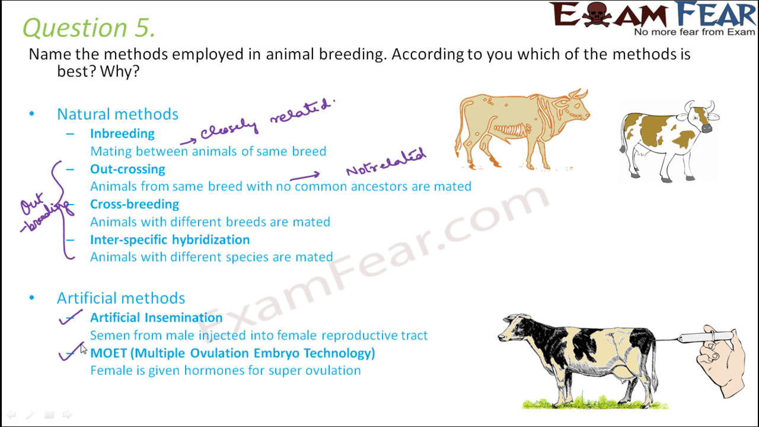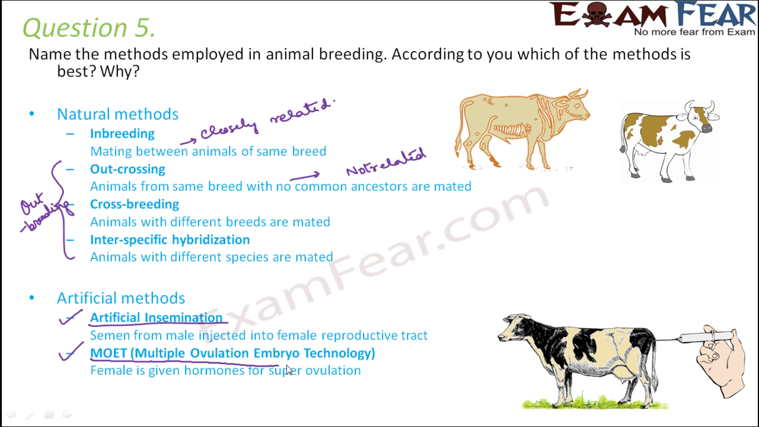The second method is MOET, that is multiple ovulation embryo technology. So what happens in this? The female animal is given some hormones which will cause super ovulation. That is, instead of releasing one egg, it will release multiple eggs. Maybe some 6 or 7 eggs will be released. And then the animal is fertilized, that means artificially inseminated, and then the fertilized eggs are transferred from that animal to other surrogate mothers. So in this case, what is the advantage? Instead of getting one new animal, you end up getting 7 to 8 new animals in almost the same time with the help of surrogate mothers. So these are the two artificial methods of animal breeding.